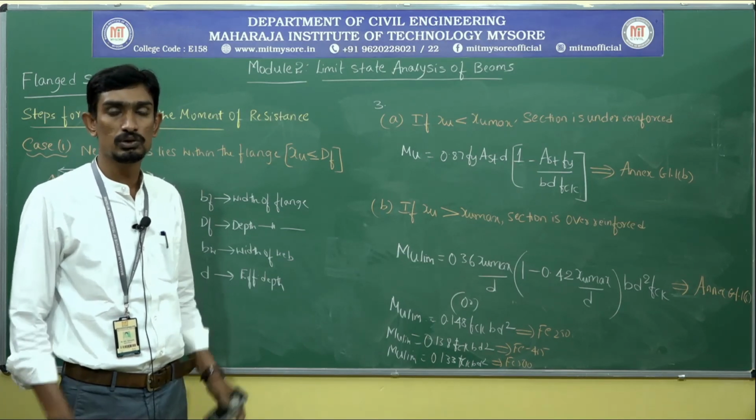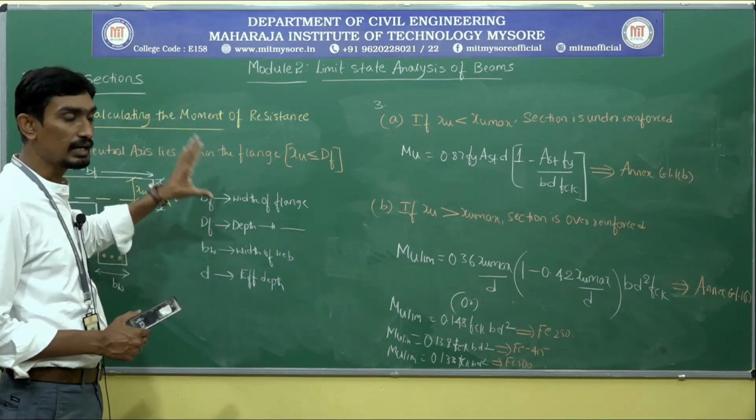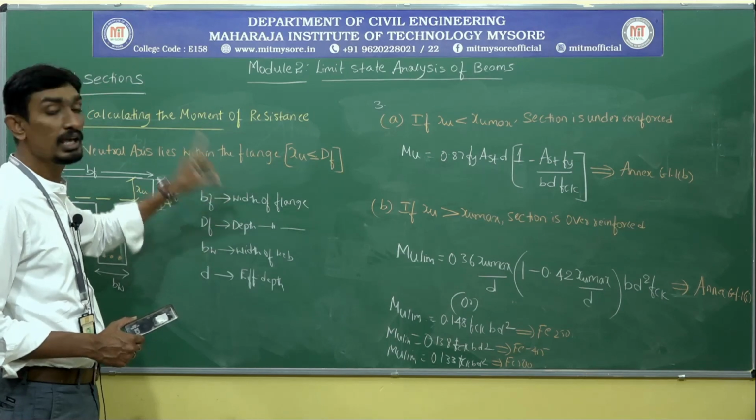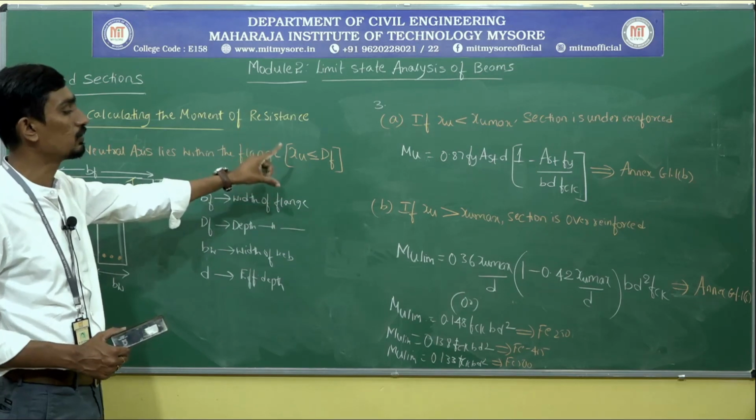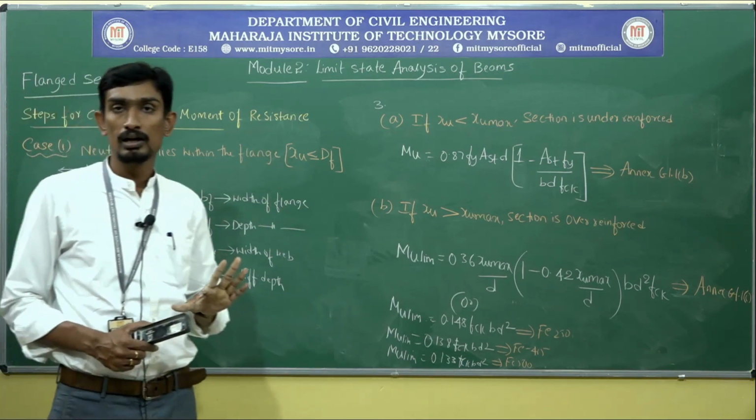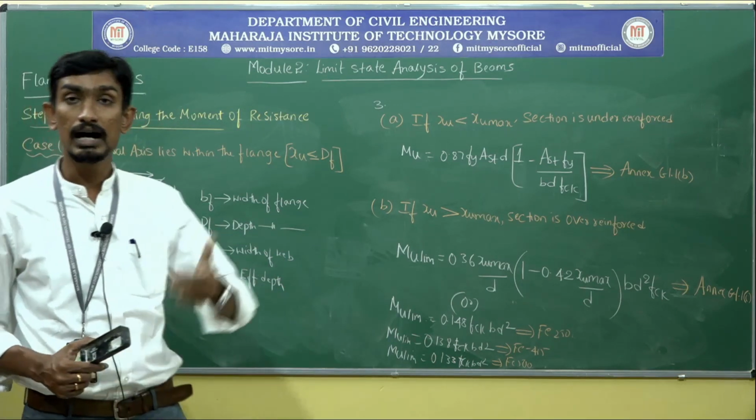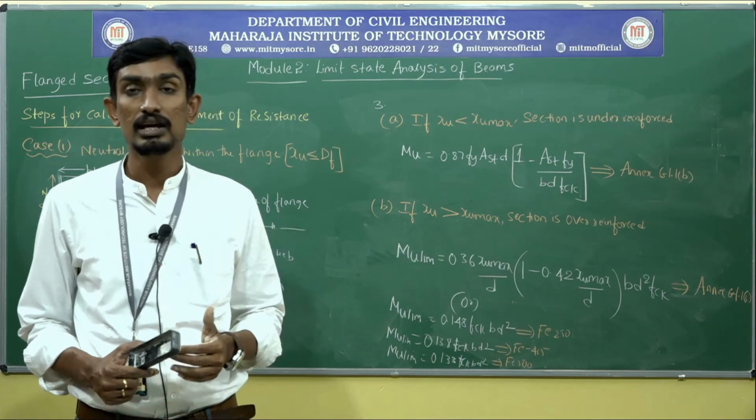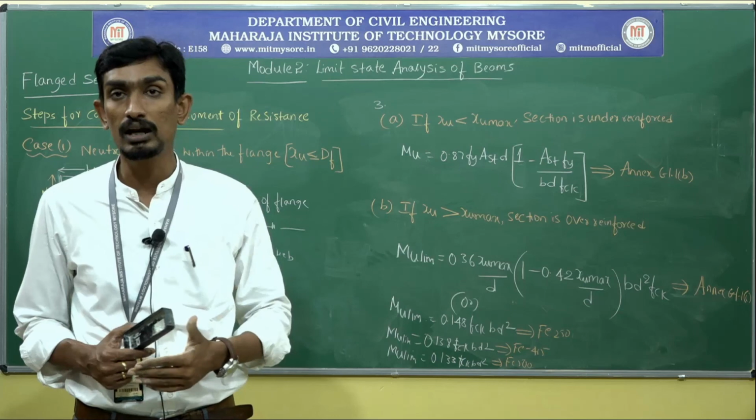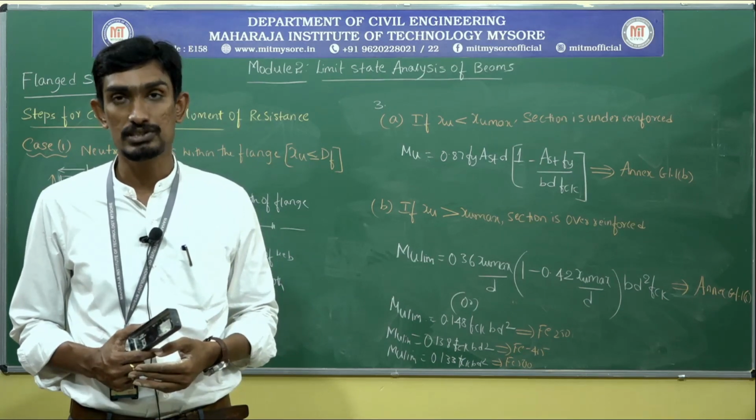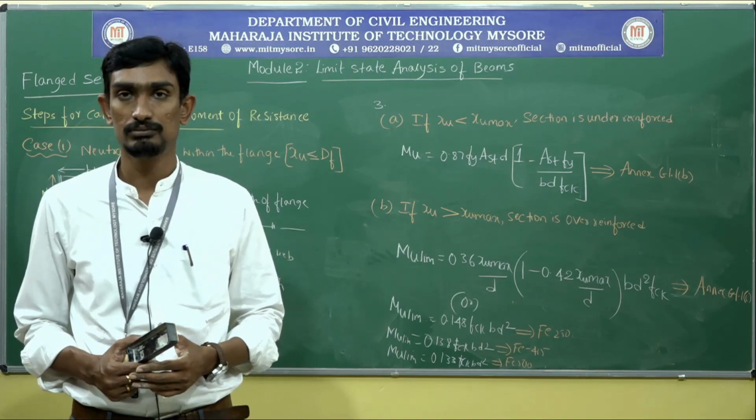Is it clear? So these are the steps we are going to follow for calculation of moment of resistance if the assumed neutral axis is lesser than or equal to DF. Next, case number 2 will come, if the assumption is wrong, that is if XU greater than DF, how you are going to follow the steps to calculate the ultimate moment of resistance. That I will be discussing in the next session.